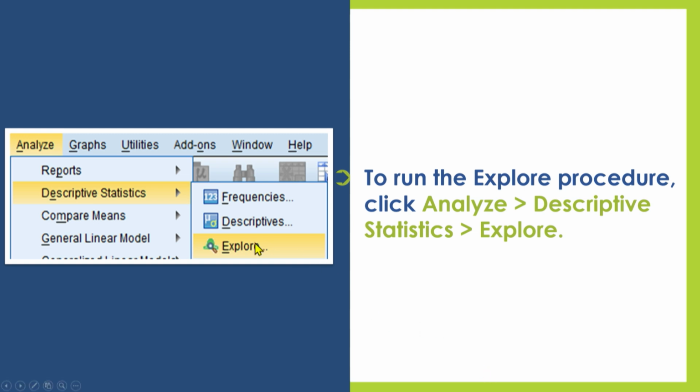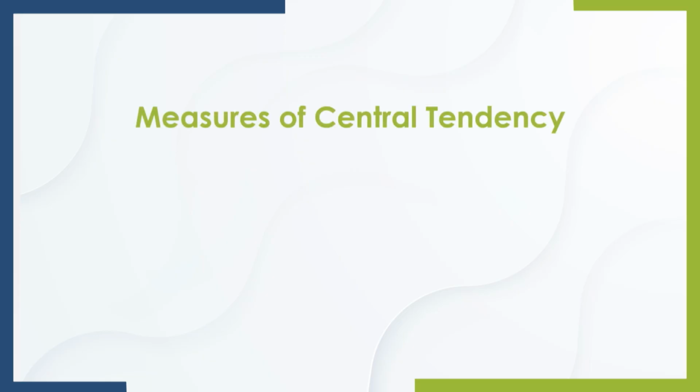Here we can see the SPSS procedure for getting the explore procedure. Under the Analyze menu, you can click Descriptive Statistics, then click Explore, and then you may get the results for exploring statistics.